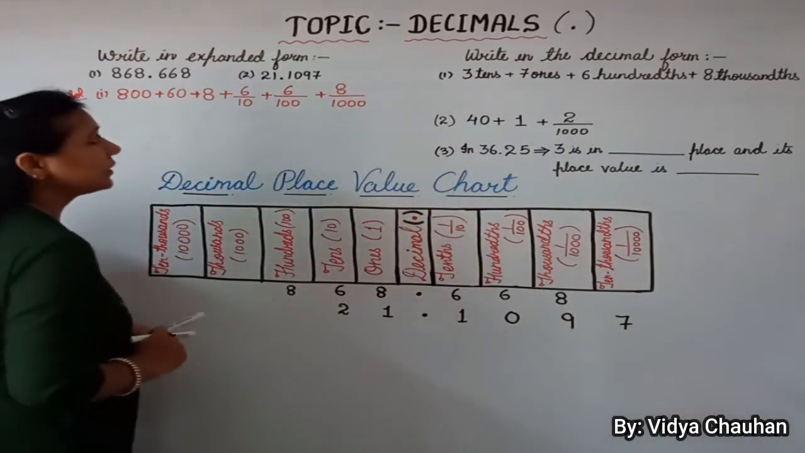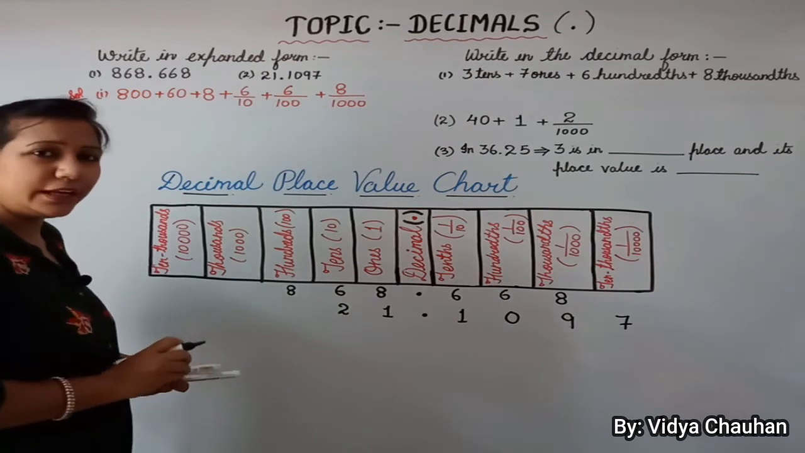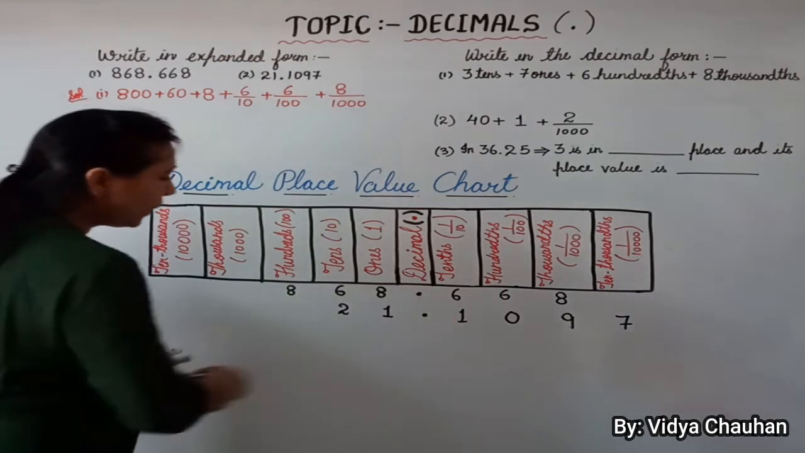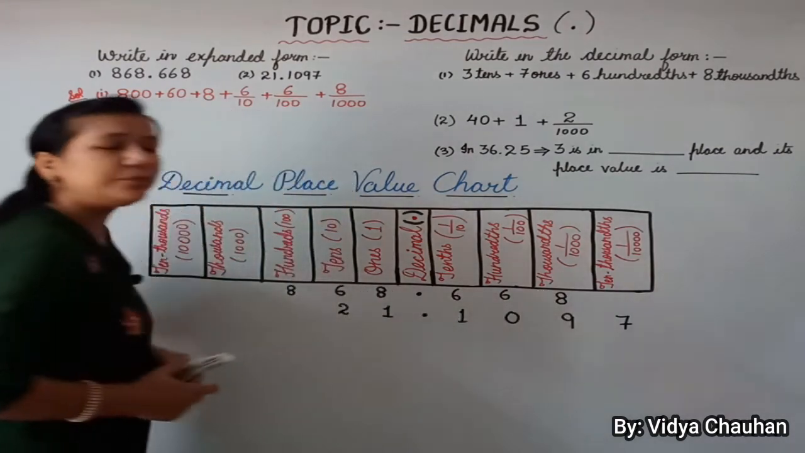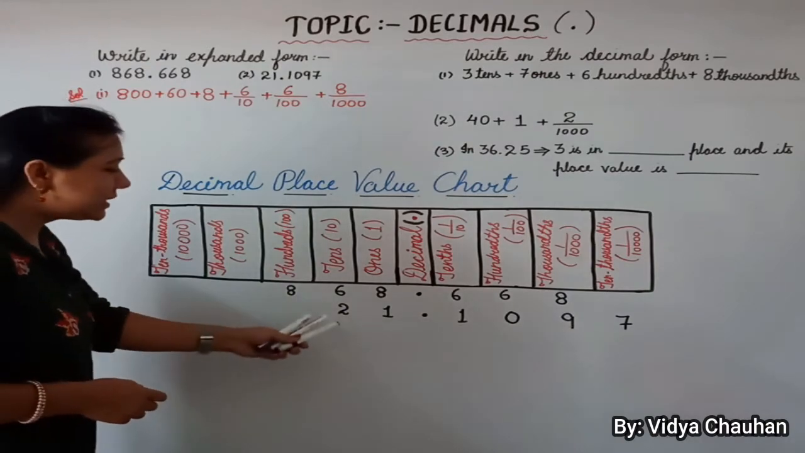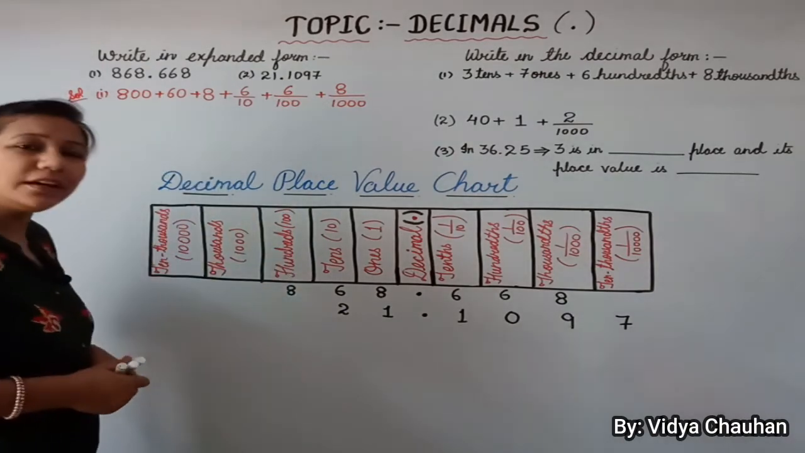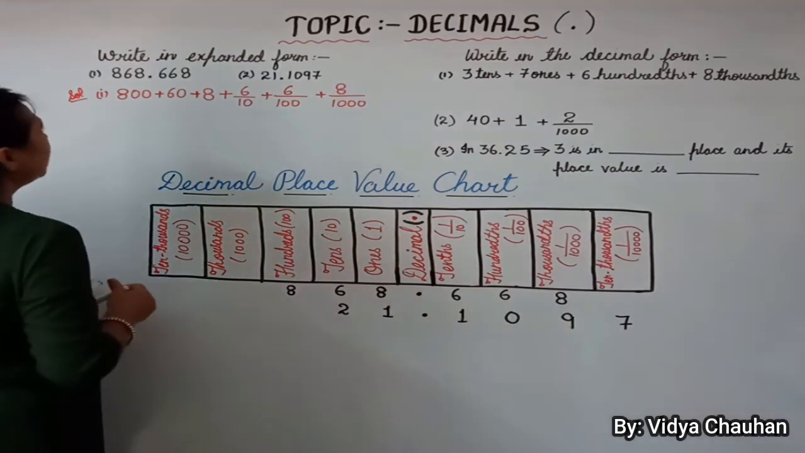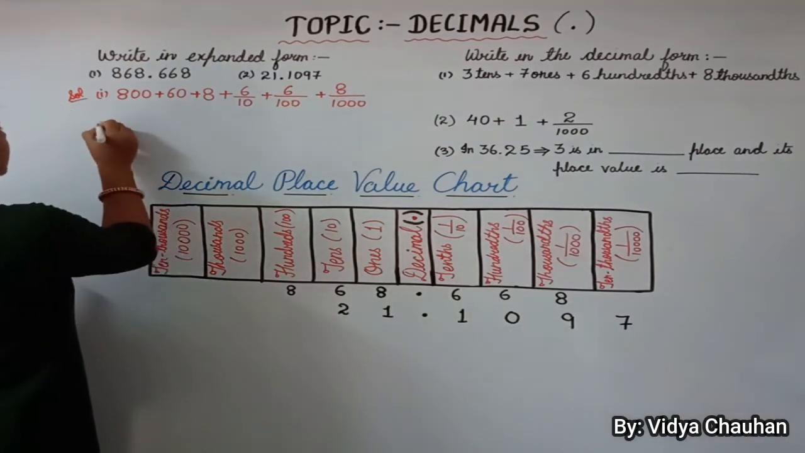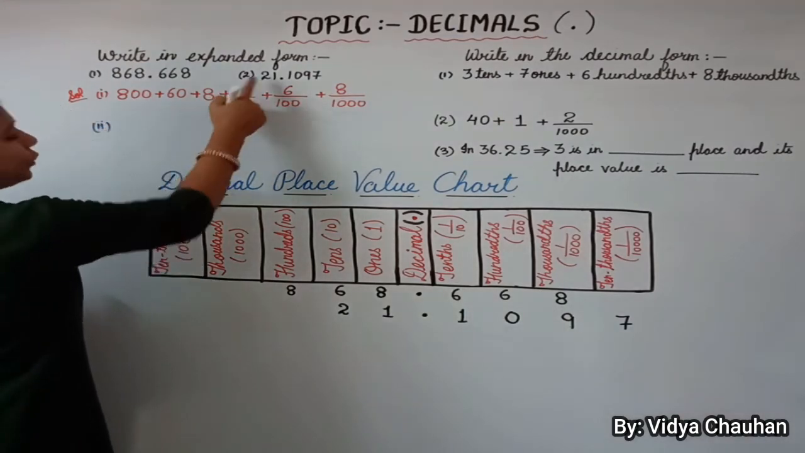1097. Clear? 1097. So now as we have written it on the decimal place value chart, it will be easier for us to write it in the expanded form. So let's do it. So the solution for the second part is 2.